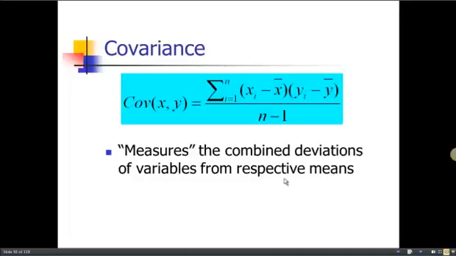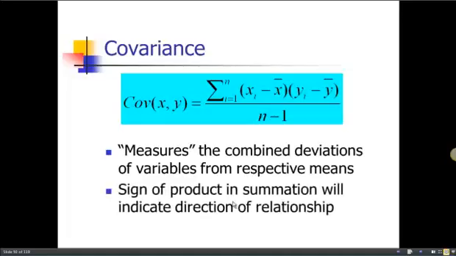Are the two variables moving together? When x increases, does y also increase? When x tends to be low compared to its mean, is y also low compared to its mean? Or by chance, are they moving in the opposite direction, relatively higher x values leading to relatively lower y values? And we'll see how this emerges from this mathematical expression, particularly from these products of the deviations of x and y from x bar and y bar. The sign of that product is what's going to indicate the direction of the relationship.